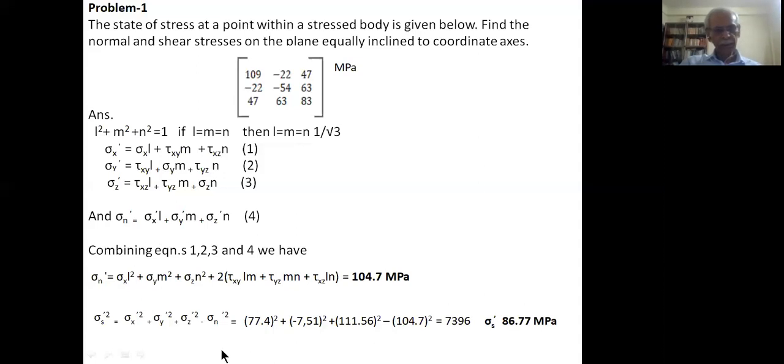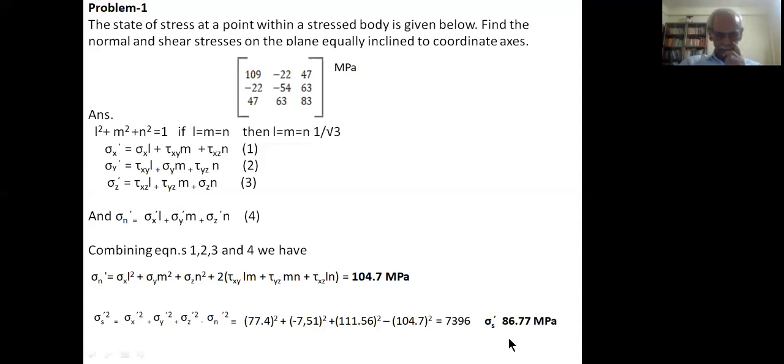Now you want to find out the maximum shear stress. So the maximum shear stress, again, is given in terms of sigma x dash, sigma y dash, sigma z dash, and sigma n dash. So find sigma x dash from here, sigma y dash from here, sigma z dash from here. If you do this small arithmetic, you will find that it comes out like this. And sigma n dash is already known. So you put that here, and you will get the square as 7396, and the square root will be 86.77 megapascal.